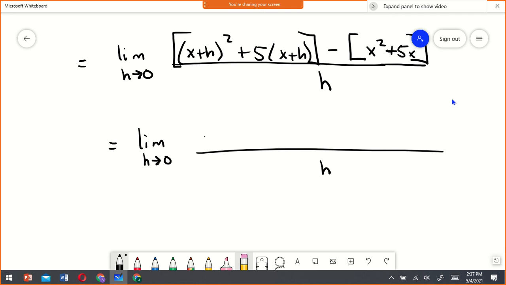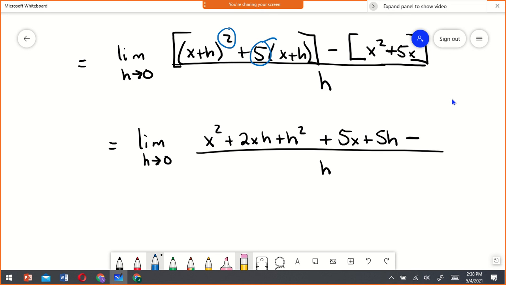So x plus h squared is x squared plus 2xh plus h squared. Plus 5 times x plus h is 5x plus 5h. Subtract, and we're distributing that. So I took care of the square. I took care of distributing 5. And now I'm distributing that negative sign. So minus x squared minus 5x. These numbers were a little friendlier. We didn't have those fractions and such. So all of our distributing is done. There's no more parentheses to worry about.